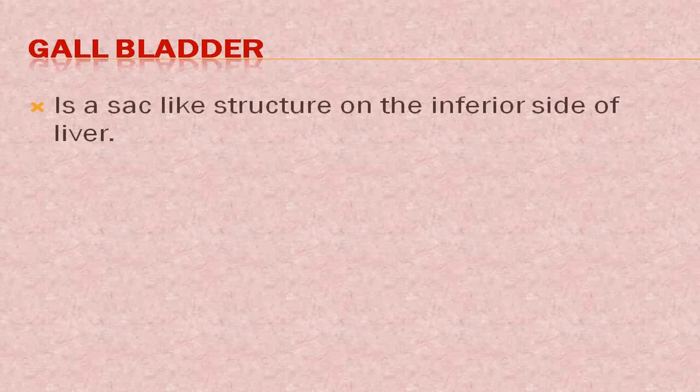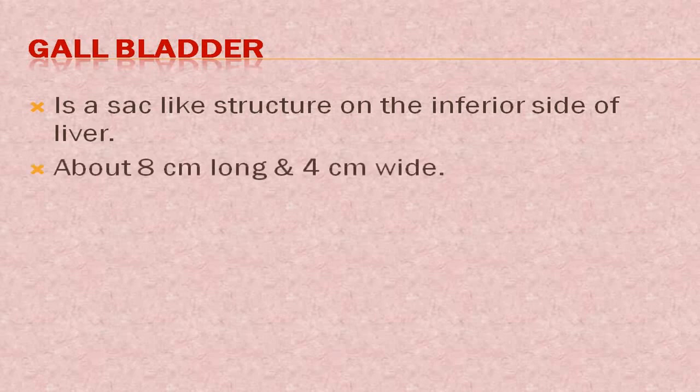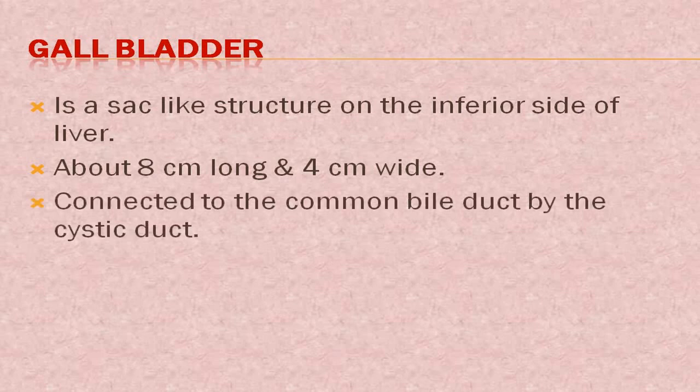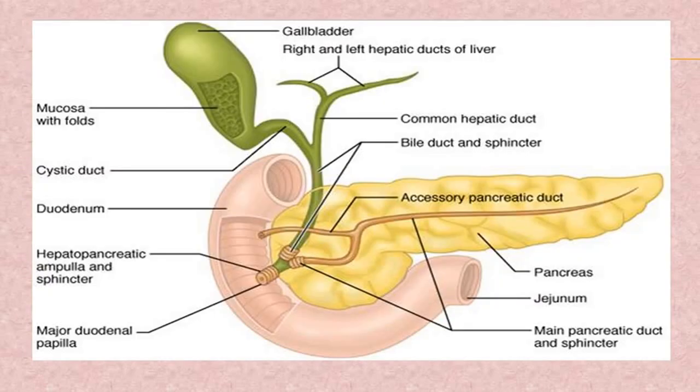Now the gallbladder. The gallbladder is a sac-like structure present towards the lower or inferior side of the liver. It is about 8 centimeters long and 4 centimeters wide, and it is connected to the common bile duct by the cystic duct. Bile is secreted by the liver and stored in the gallbladder.